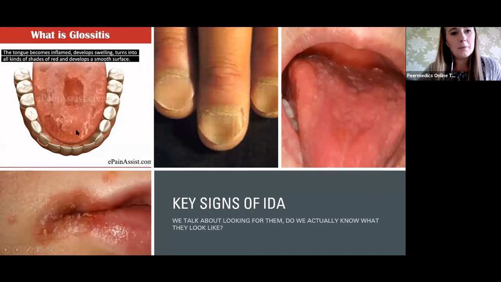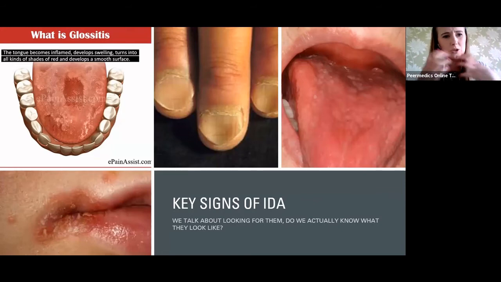So atrophic glossitis, that's just swelling of the tongue, and it's a global thing as well. It doesn't tend to be patchy. Koilonychia, spooning of the nails, sounds weird. Again, not very common to see, but it is quite obvious.